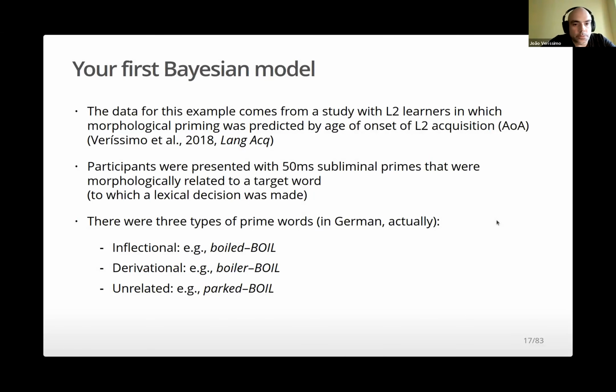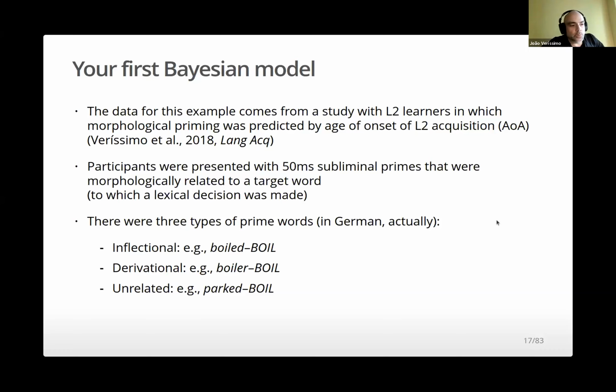This is the data set that I used to produce those plots. If you're following along with the script, then you can actually load this data set, and you can also load the model that was fitted. This data set comes from a study with L2 learners that me and collaborators have conducted on predicting morphological processing from age of acquisition, specifically from the age at which second language acquisition had begun. This was done with German second language speakers, of German, with Turkish as their L1.